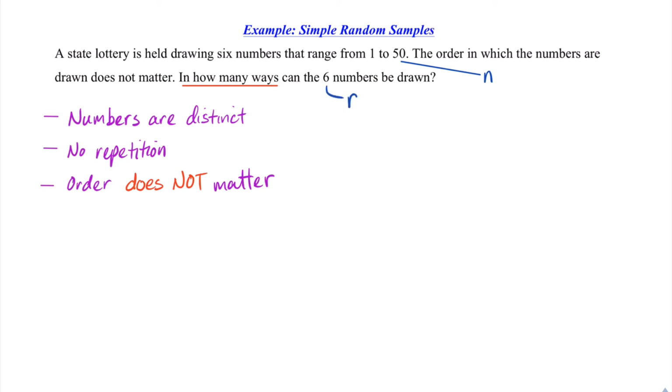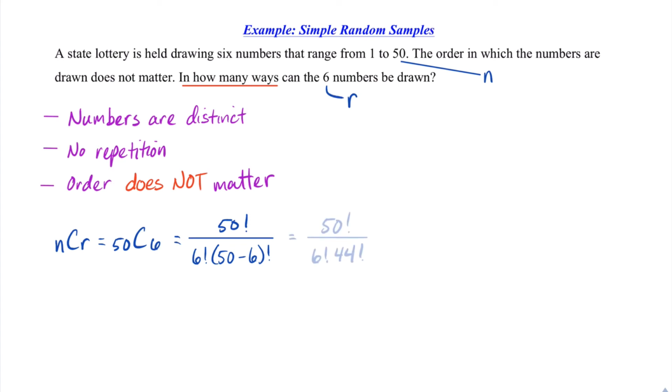As we address our nCr situation, we know we have a 50 choose 6 situation, and we can move yet again into our formula. That means we have 50 factorial over our 6 factorial multiplied by our quantity 50 minus 6 factorial, or simplifying a little bit, our 50 factorial divided by our 6 factorial times our 44 factorial.